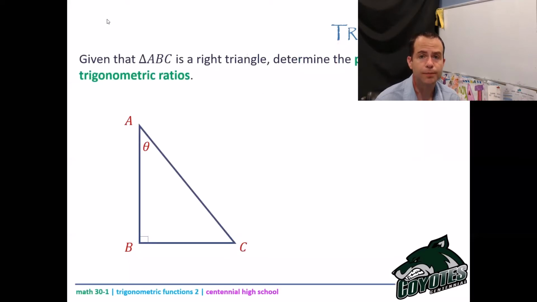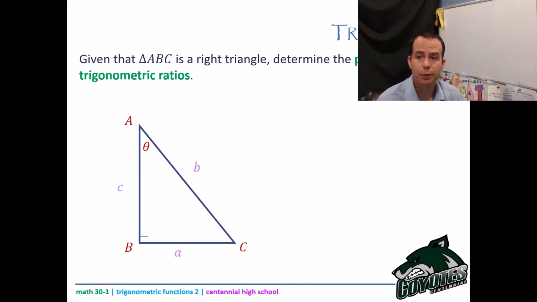Okay, so given that triangle ABC is a right triangle, determine the primary trigonometric ratios. Now, the primary trigonometric ratios were introduced to you in grade 10. They are the sine ratio, the cosine ratio, and the tangent ratio, okay? Remember that we always have to be dealing with an angle. So for this one, I've put theta on A, so that's the angle I'm looking at right now. So we would look at the sine of theta, the cos of theta, and the tan of theta, okay?